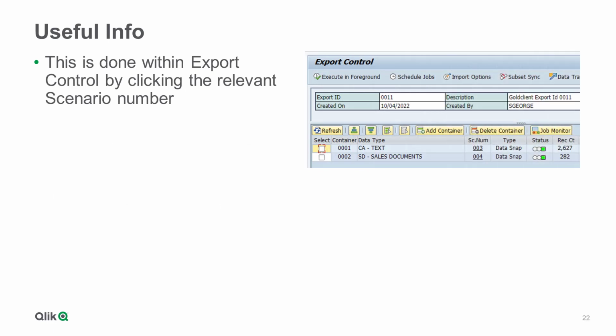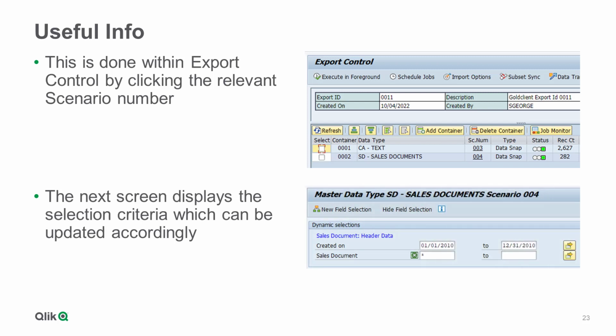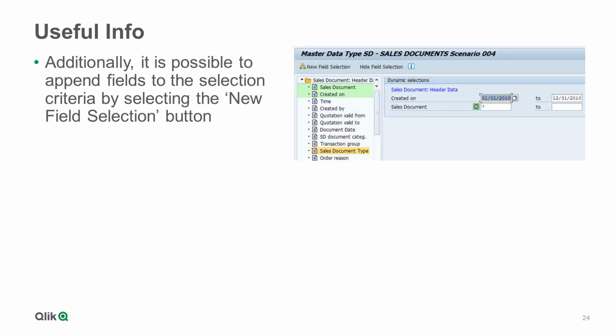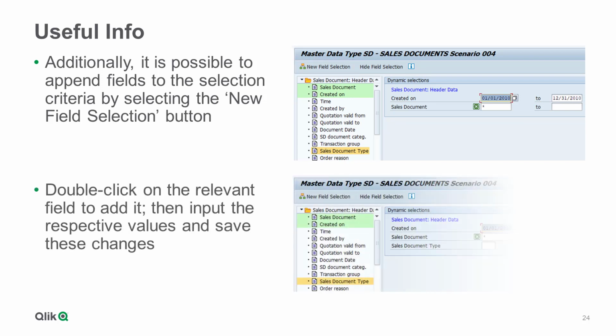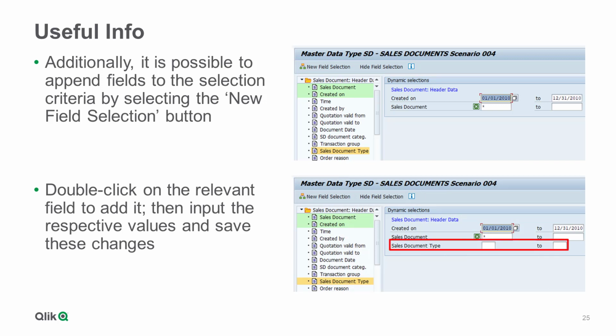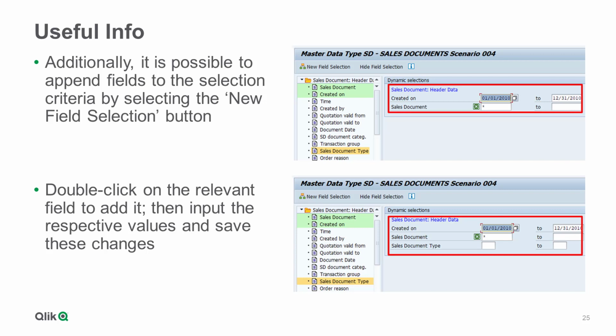This is done within Export Control by clicking the relevant scenario number. The next screen displays the selection criteria, which can be updated accordingly. Additionally, it is possible to append fields to the selection criteria by clicking the New Field Selection button. Double-click on the relevant field to add it, then input the respective values and save these changes. The two screen captures on this slide show the before and after results of having added the sales document type field.